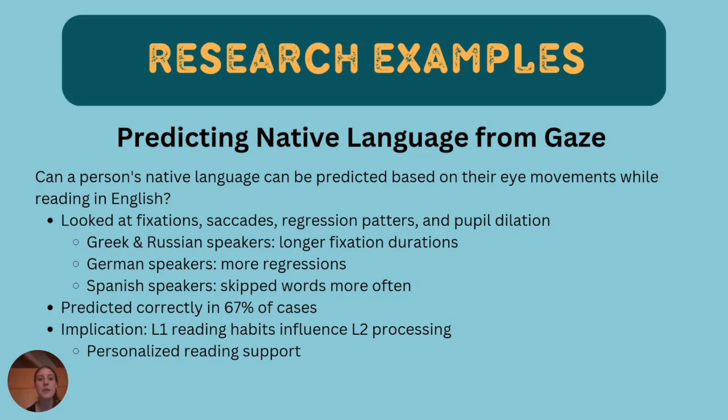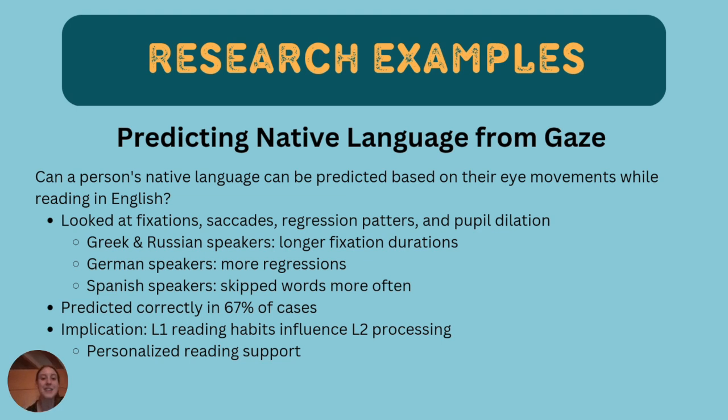So, some examples of this. My first research example is predicting native language from gaze. This is actually really interesting. Researchers wanted to find out if a person's native language can be predicted based on their eye movements while reading in English. So, they looked at fixations, which is where the eyes stop, saccades, which is the eye movements between those fixations, regression patterns, which is where you revisit certain words or phrases, and pupil dilation, which reflects cognitive effort. I did not know that before reading this.